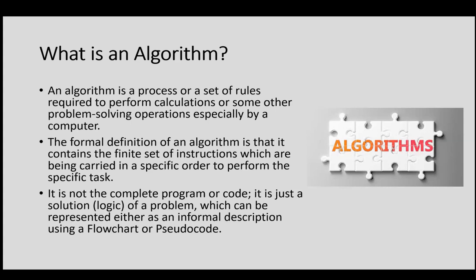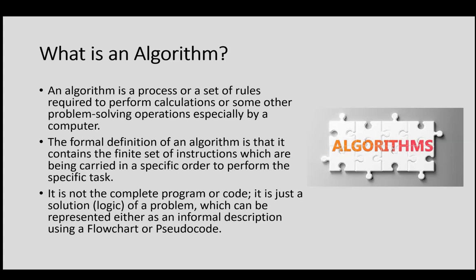Especially by a computer, if I want to solve something, you will always follow an algorithm. The formal definition of an algorithm is that it contains a finite set of instructions which are carried out in a specific order to perform a specific task. So there is an order also. If you don't miss a step, but instead of doing the step now, you do it later, it won't perform your task very well. So there is a specific order in it.